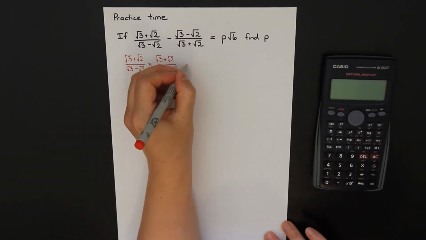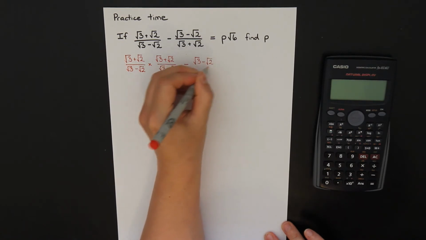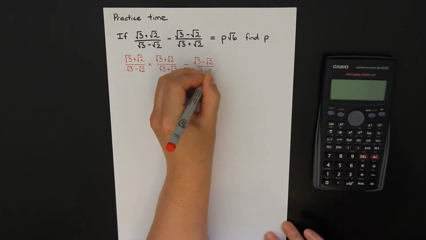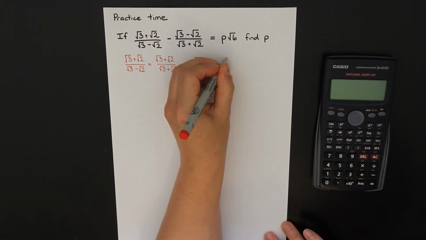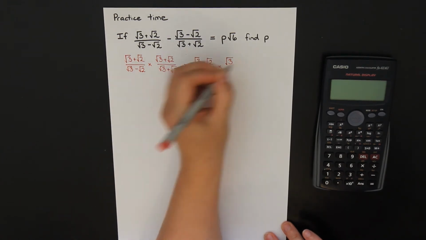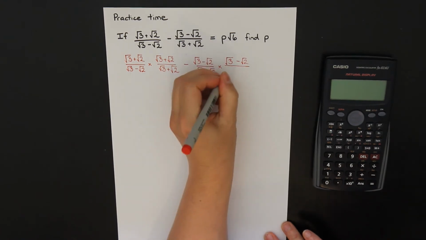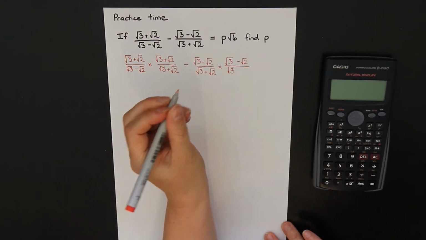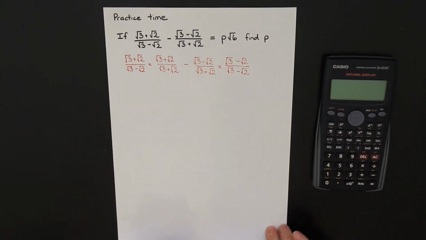Okay, then the second fraction, write it down, and multiply by its conjugate, which is the same with the opposite sign. Okay, so now we want to expand each of those out.